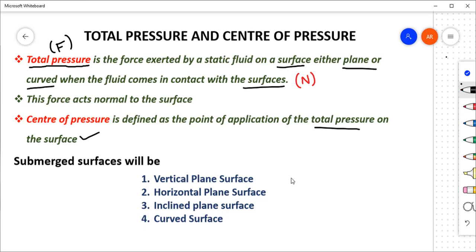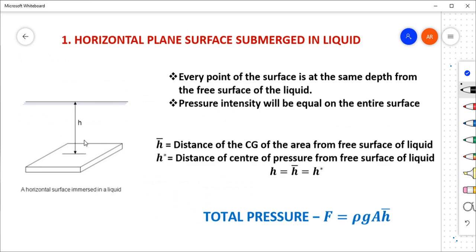Now we will consider 4 different types of plane surfaces submerged in a static fluid mass. Now let us consider a horizontal plane surface which is submerged in a static fluid mass. And this plane surface is located at a distance h from the free surface. Since it is a horizontal surface, we can say that every point of the surface is located at the same depth from the free surface of the liquid. That means the intensity of pressure will be uniform along the surface. And this pressure intensity is given by P is equal to rho g h.